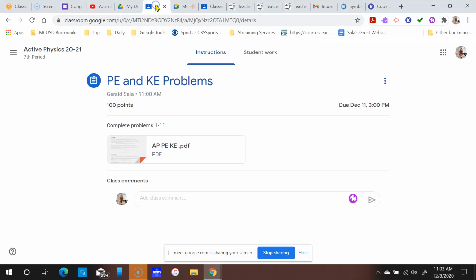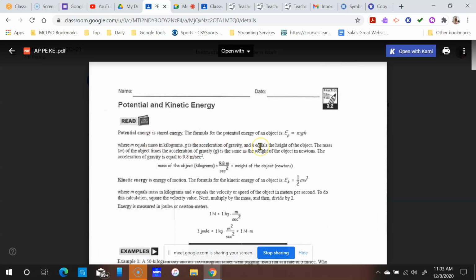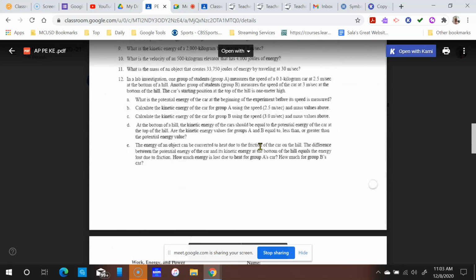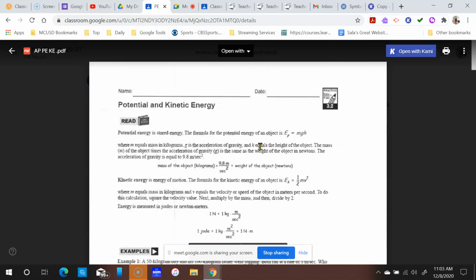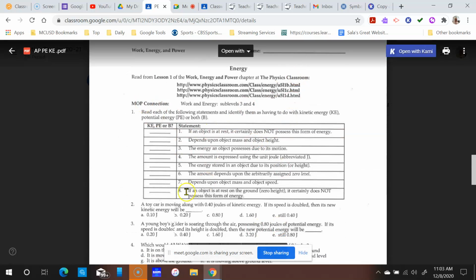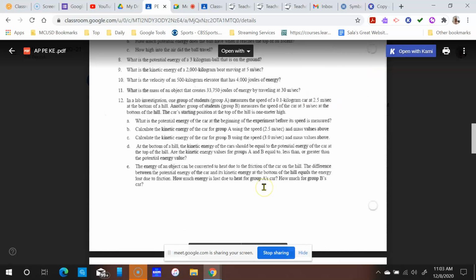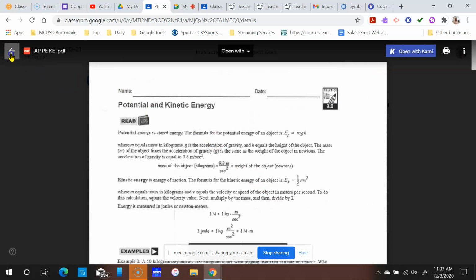So what we're looking at today are potential and kinetic energy problems. The assignment's only 15 points. I'll have to update that. Here is the problem set, and I'll go over that in a few minutes. And just so you know, you do not have to do pages 3 and 4. I'm going to have to clean that up too. I'll just delete those.